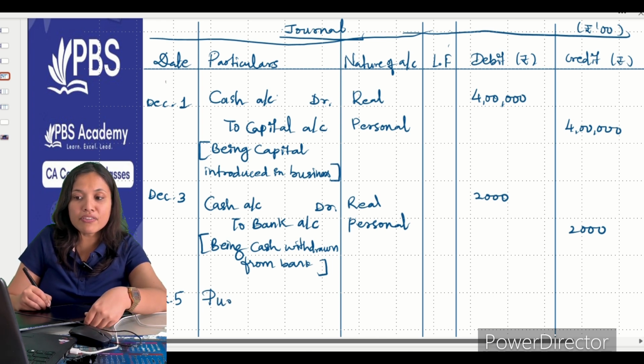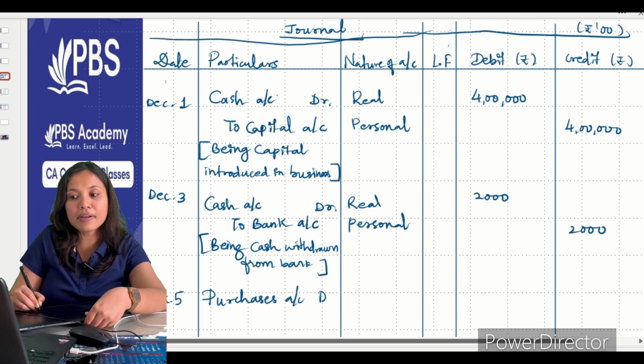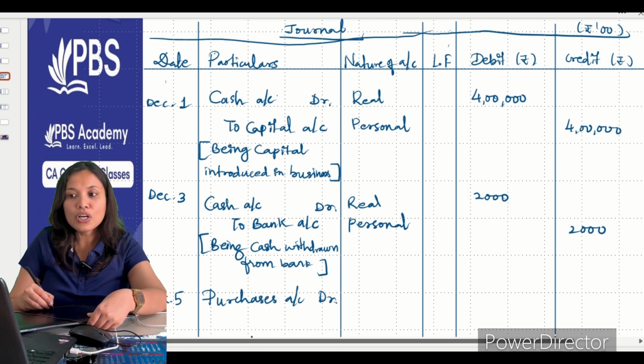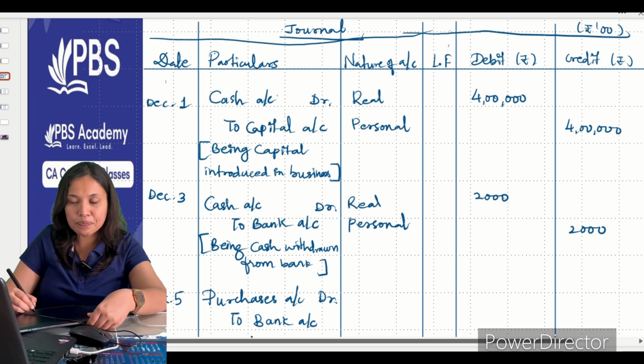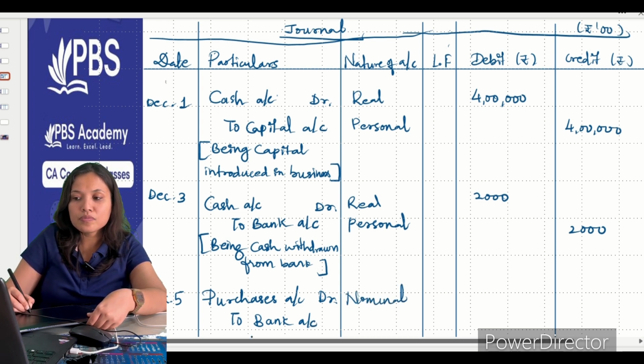If expenses are increasing, then I have to debit it. Purchase account debit, correct? Second, payment made how? Through bank account. So bank balance is decreasing, and hence on the credit side. Okay, so purchases is nominal, bank is personal.